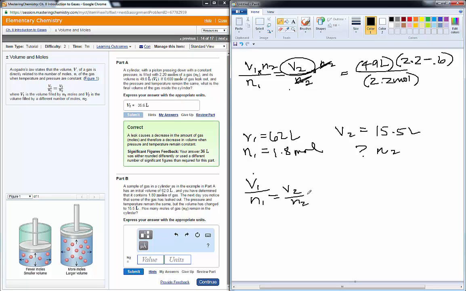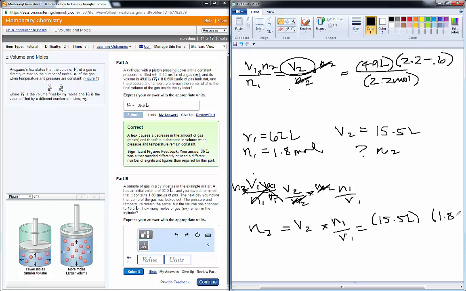Now looking for N2, so I'm going to multiply both sides by N2 to get it on top. And then I have to multiply both sides by N1 over V1 to cancel those. So I get N2 is equal to V2 times N1 over V1. So plug these values in. We had 15.5 liters for V2, 1.8 moles for N1, and 62 liters for V1.